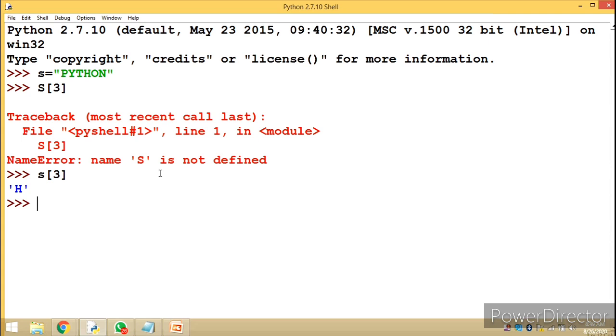Now as I said, Python is case sensitive. So you cannot use the variable if it is in lowercase in uppercase, and if it is in uppercase, you cannot use it in lowercase. Now if I say S minus 3, what output will you get? Sir, H. It's H.